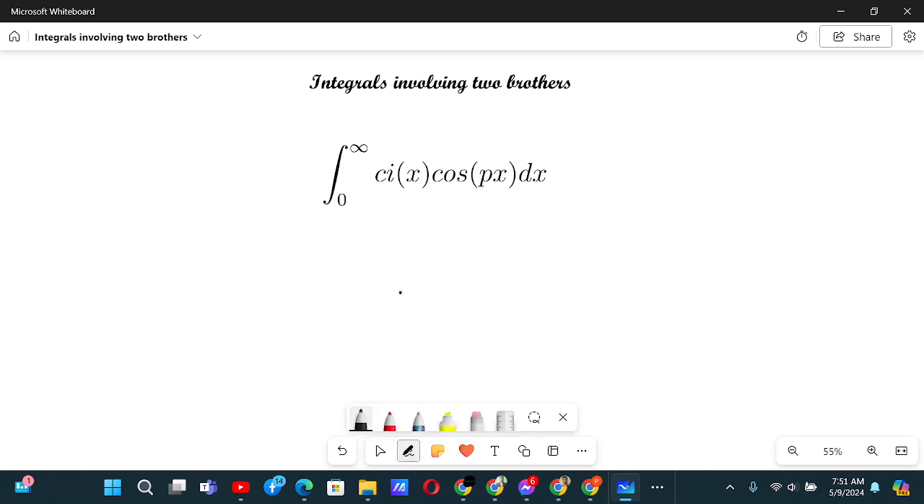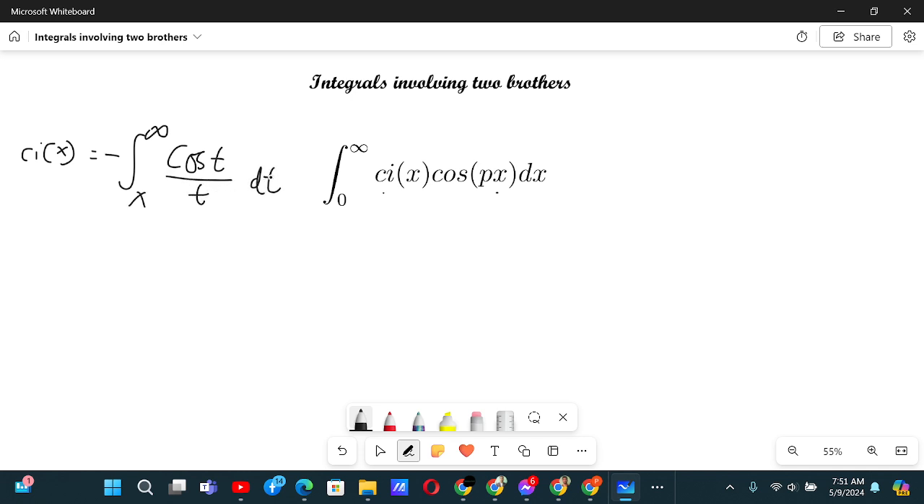Integrals involving two brothers. So in this video, I basically have the cosine integral function and the cos function, their product, which you have to integrate from 0 to infinity. So let me share the definition of the cosine integral function. Ci of x is negative of the integral from x to infinity of cos t by t dt.